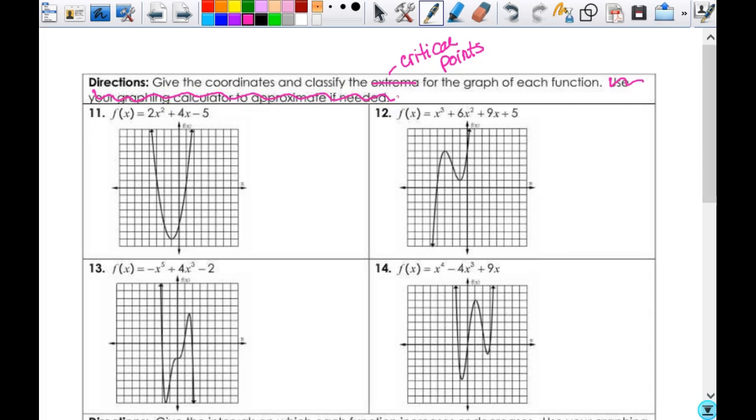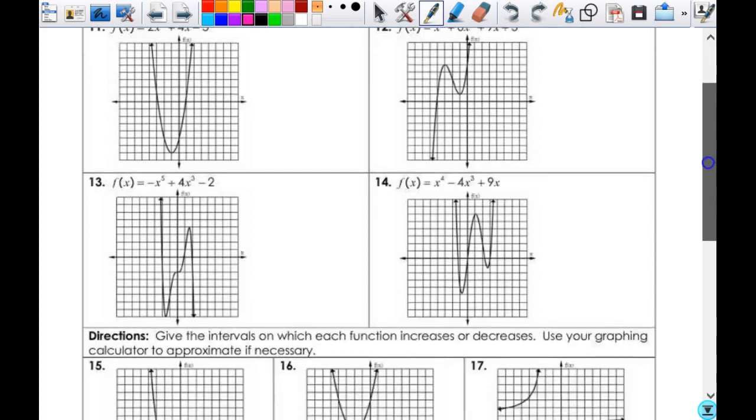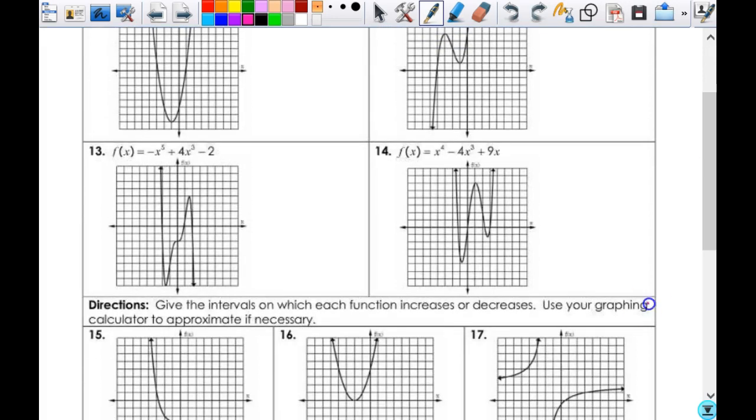And then same thing down here. When you do increasing and decreasing, you can mark out that use your graphing calculator. It's really just kind of a waste of time at this point. Okay, we good? Any questions? Awesome.